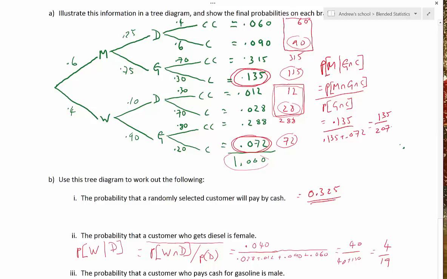Now, of course, you could think of it pretty obviously. Of the 1,000 people who came in to the gas station, 135 were males who bought gasoline with cash, and 72 were females who bought gasoline with cash. So altogether, there's 207 people who bought gasoline with cash, and of those 207, 135 were men. So do use the formula by all means, but in most cases a more intuitive approach is probably easier to follow.